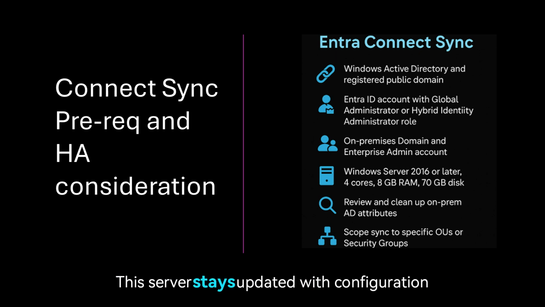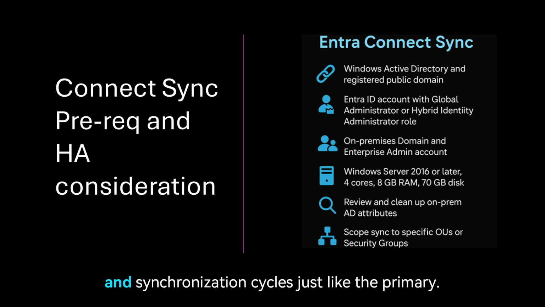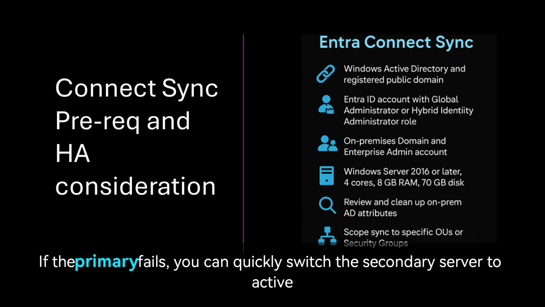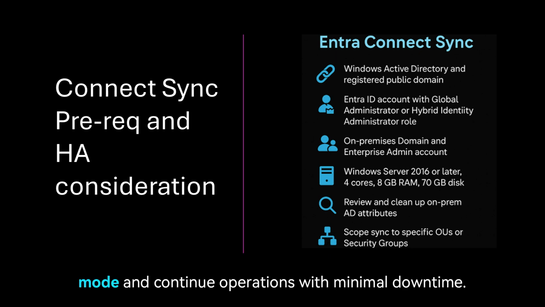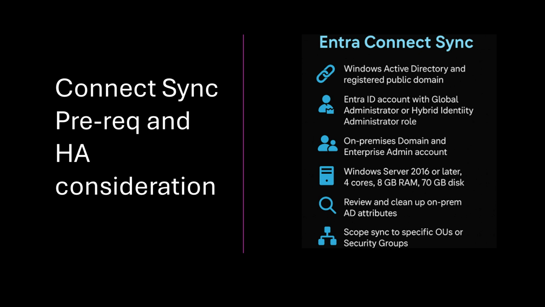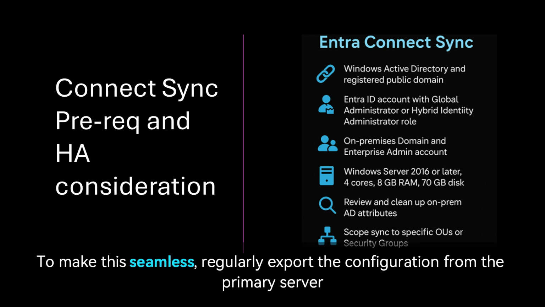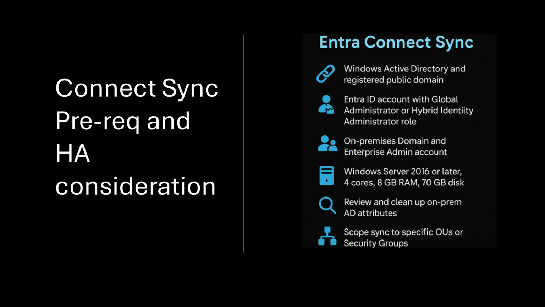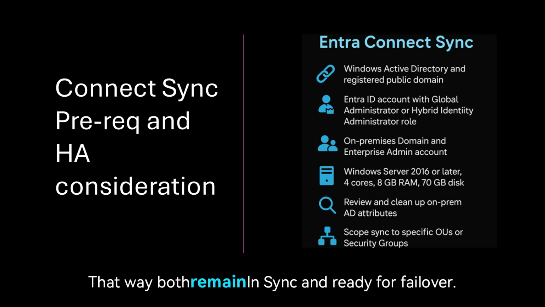This server stays updated with configuration and synchronization cycles, just like the primary. If the primary fails, you can quickly switch the secondary server to active mode and continue operations with minimal downtime. To make this seamless, regularly export the configuration from the primary server and import it to the staging server. That way, both remain in sync and ready for failover.